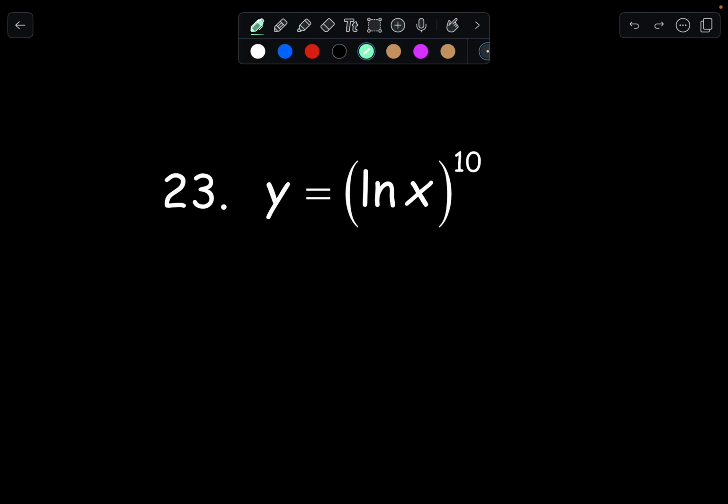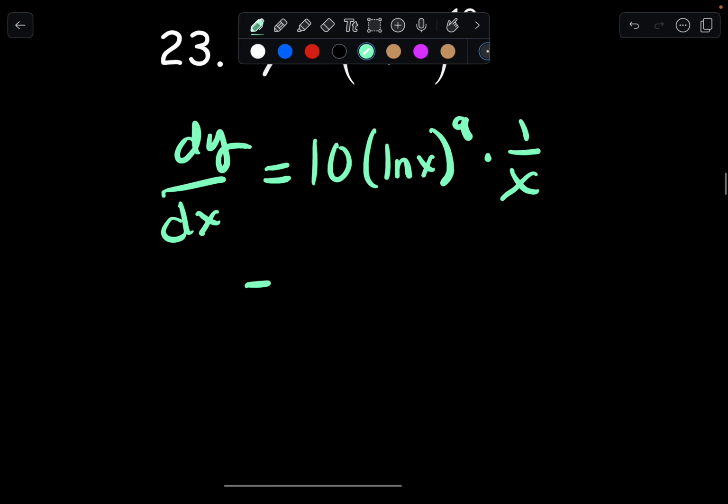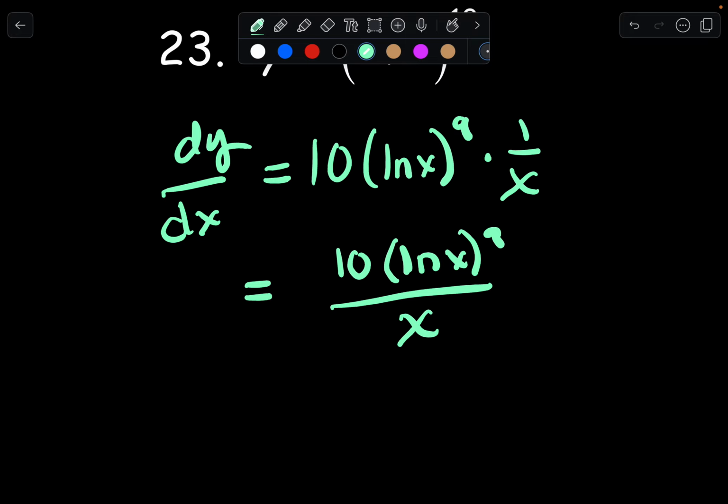So, all right. So let's take the derivative. So dy dx is equal to. I will use the power rule. So we'll have 10 times the natural log of x raised to the power of 9. And then we'll take the derivative of the inner function, which is natural log of x, so 1 over x. Clean this up a little bit, we end up with 10 of natural log of x to the power of 9 divided by x.